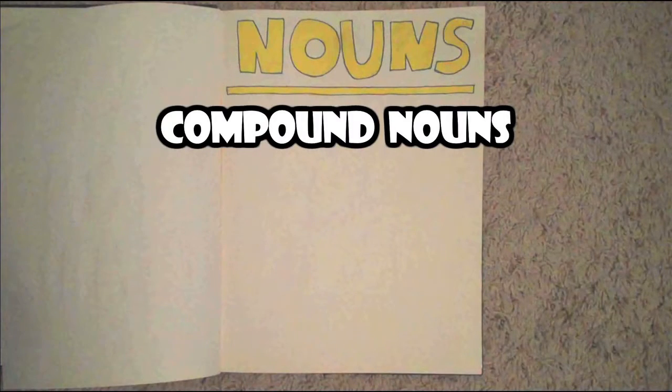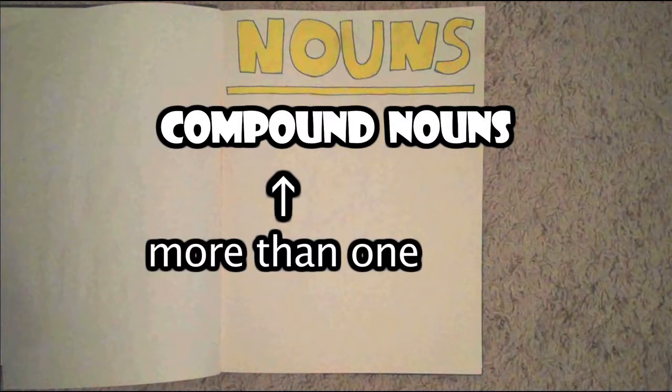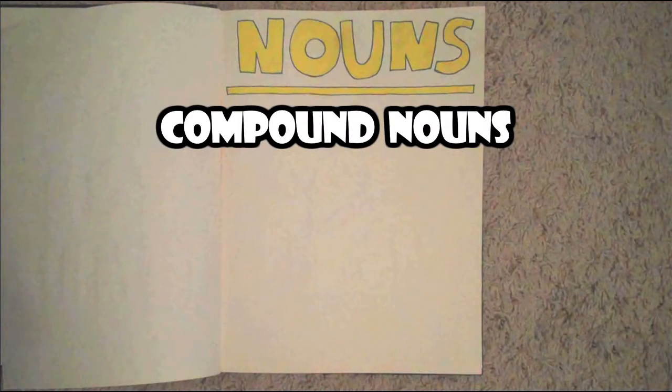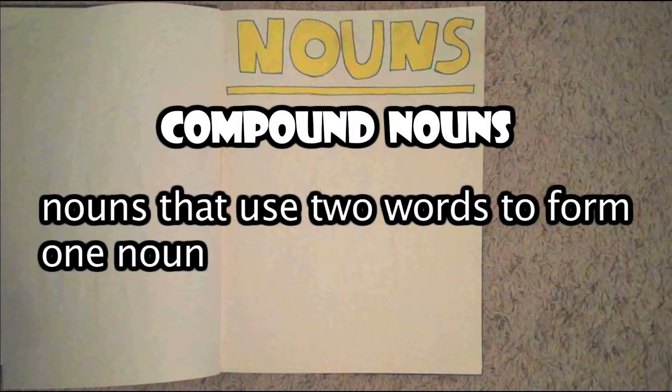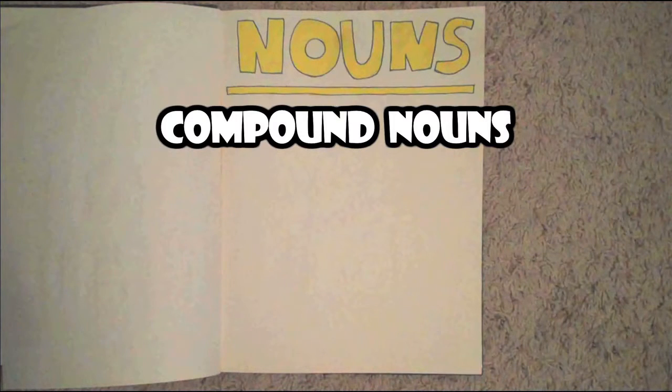Now let's look at compound nouns. What are compound nouns? Well, the name should give you a clue. Look at the word compound. That means more than one. So compound nouns are nouns that use two words to form one noun. There are three types of compound nouns.